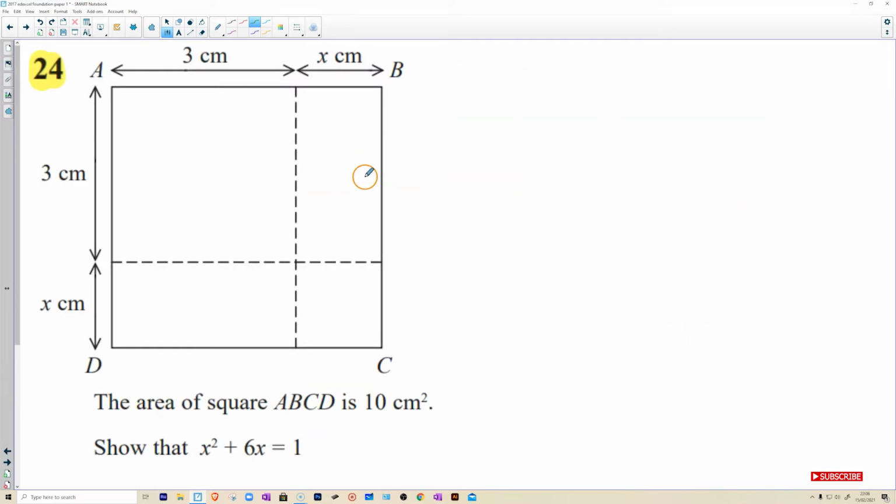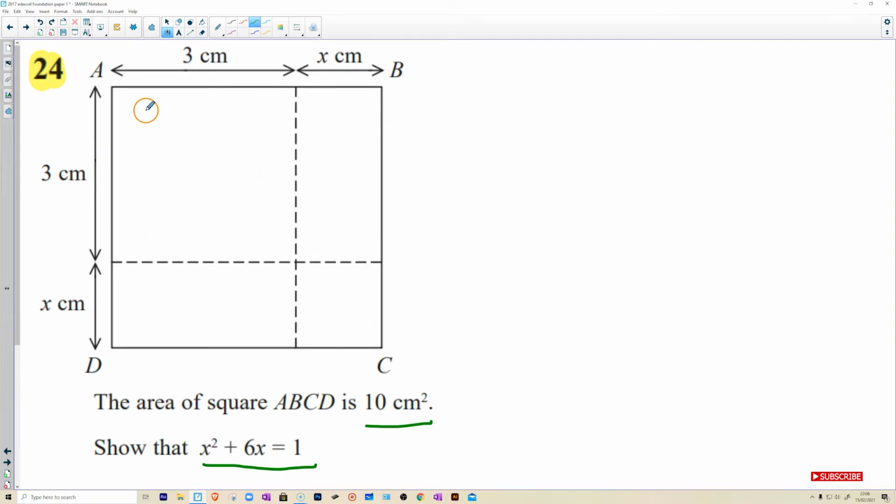Now for 24, we have some sort of square. We're told the area of square ABCD is 10 centimeters squared. Show that x squared plus 6x equals 1. So we have this square and we need to find the area. All you have to do is just multiply out the small sections.